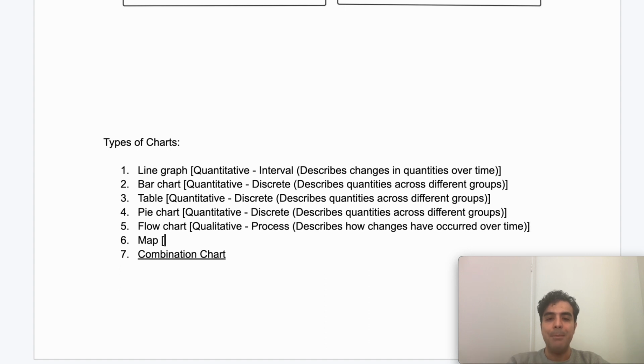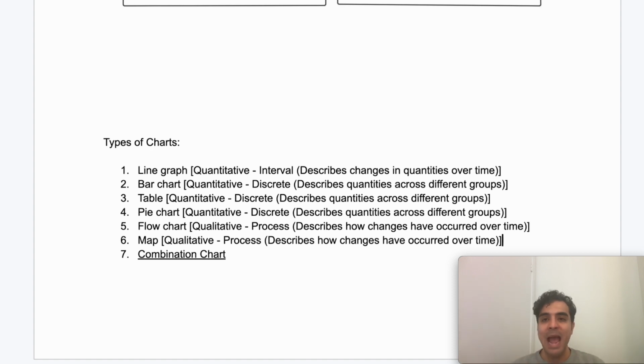Finally, a map. Very similar to a flowchart. It is qualitative. And once again, it's showing a process, which is basically revealing how changes have occurred over time. This time, we usually have a location, right? A map where something has been added, something's been removed, something's been altered. And so these are the different kinds of charts.